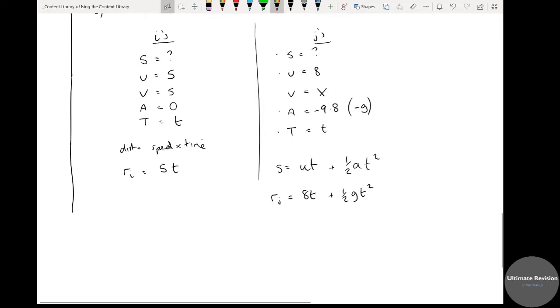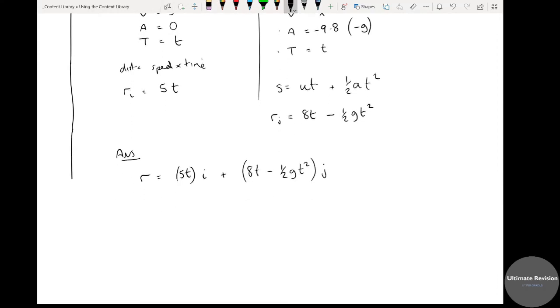Okay. Now just be a bit careful actually, that has turned negative there because it was a minus G, wasn't it? Minus G. So our final answer, position vector R is equal to 5t i plus 8t minus half gt squared j. Okay, so that's our position vector, which is really, really useful for the next question, C.